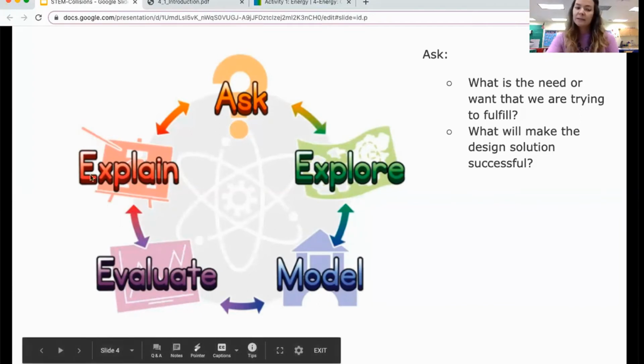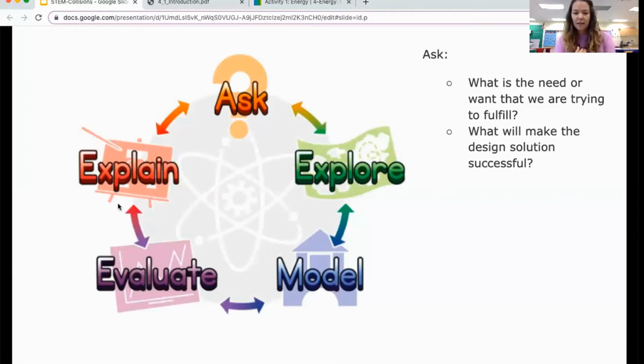And then last but not least is our explain step. And that's the step that I like the best as your teacher because it helps for you to tell me how things went. What went great? What would you change next time? And how did it all work in the very end?